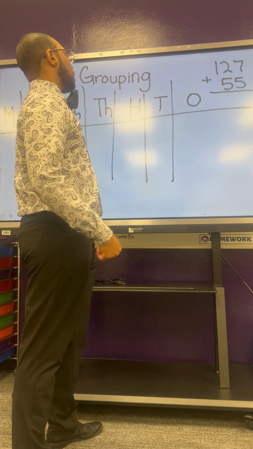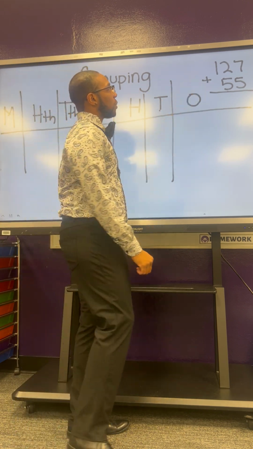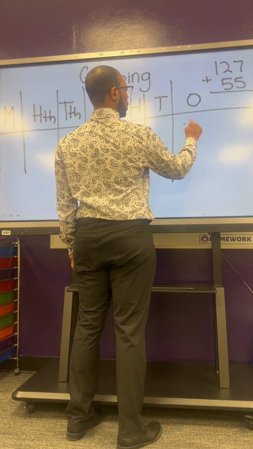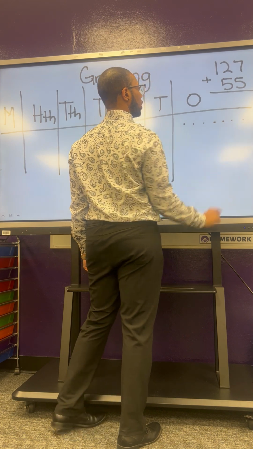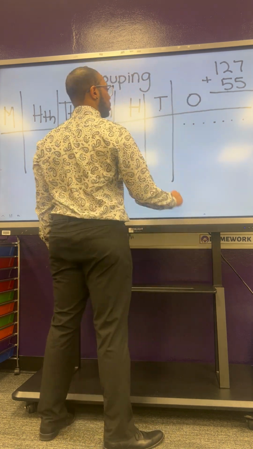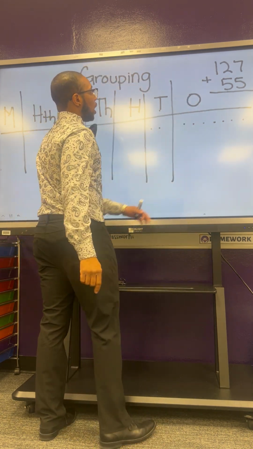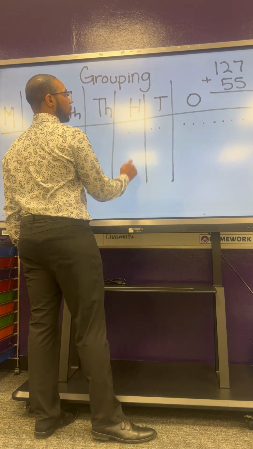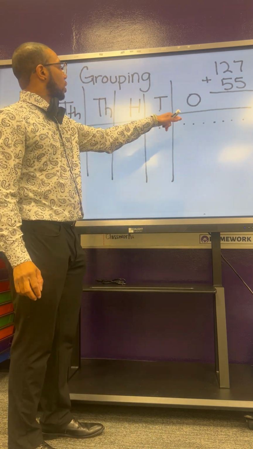I'm gonna start with the top number, 127. I know that 7 is in my ones place, so I'm gonna draw 7. 1, 2, 3, 4, 5, 6, 7. I have 2 in my tens place, I'm gonna put 2. 1, 2. I have 1 in my hundreds place, I'm gonna put 1. That's the first number, 127.